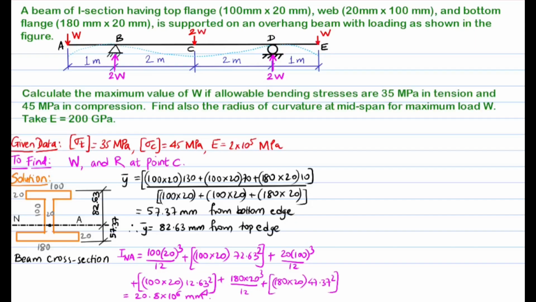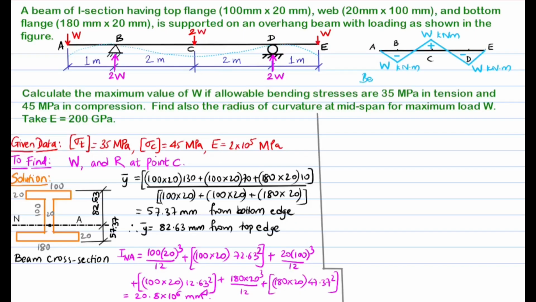Now let us draw the bending moment diagram for the given loading on the beam. We find that the bending moment is maximum positive, that is of sagging type at the center of the beam, that is at point C of value plus W kilonewton meter. The bending moment is also found to be maximum at 2 points of symmetry, one each at the supports of hogging type, that is at points B and D of value minus W kilonewton meter. We shall consider either of points B and D, say point B for hogging and point C for sagging for our calculations to find the maximum value of load W.